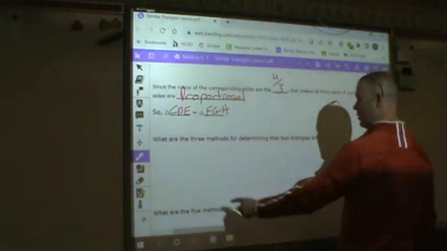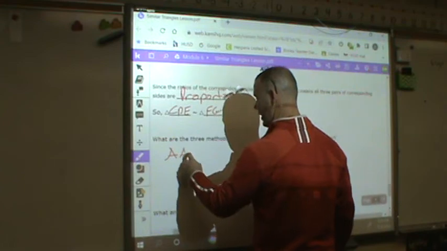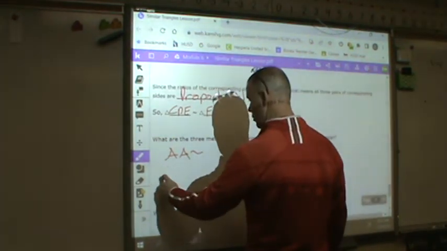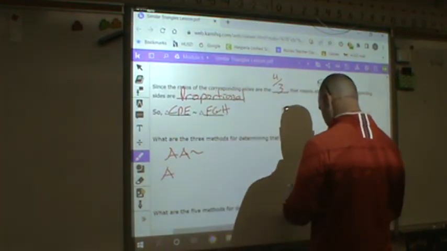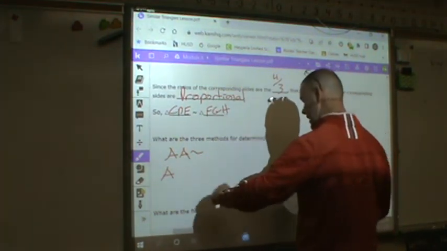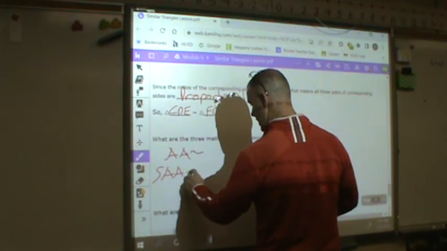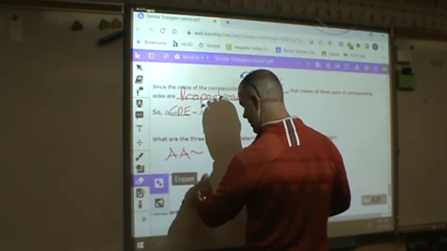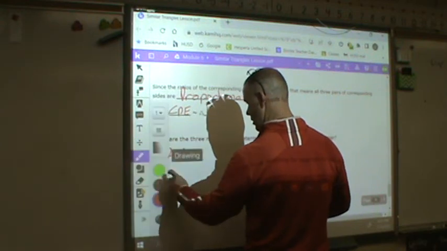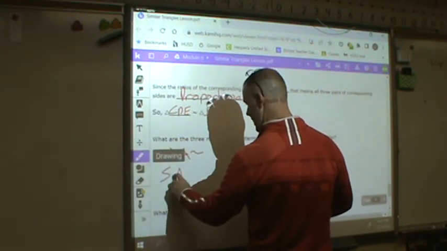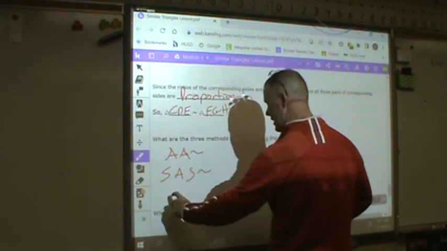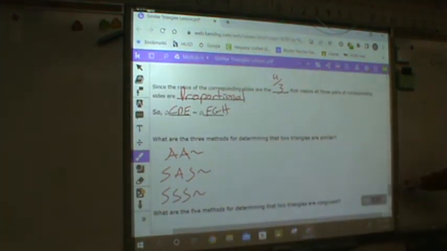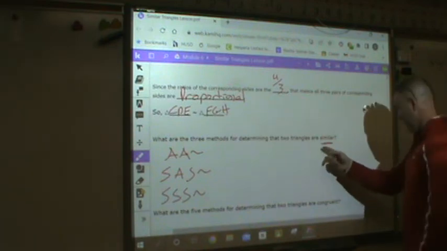All right? And lastly here, and I know I'm blasting through this, but what are the three methods for determining two triangles are similar? What did we start with? We started with angle. What's a little squiggly mean? Yeah, similarity. We started with angle, what was the second one? The second one was side angle side similarity. Mr. Wilson, get it right here. We're going to start with side angle side similarity. And what was the last one? The last one was side side side similarity. Right? That's two figures are similar.